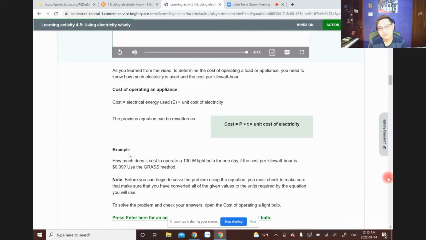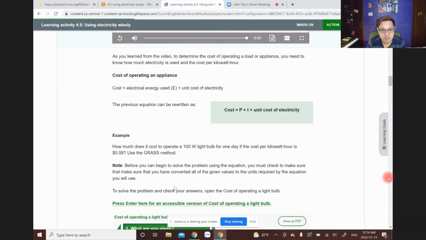How much does it cost to operate a 100 W light for one day if the cost per kilowatt is... to solve the problem, check your answer.